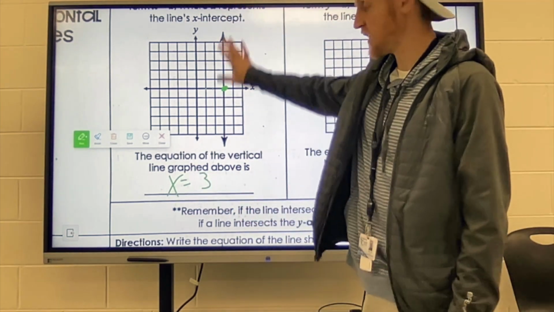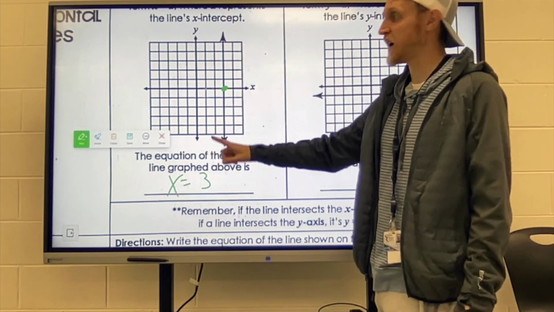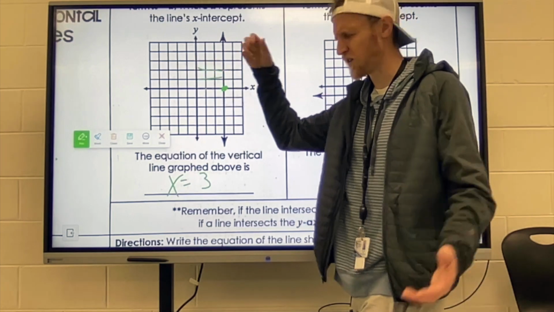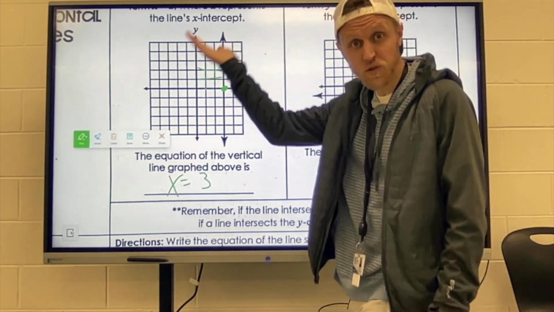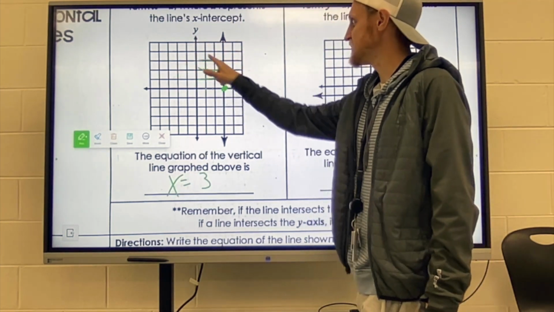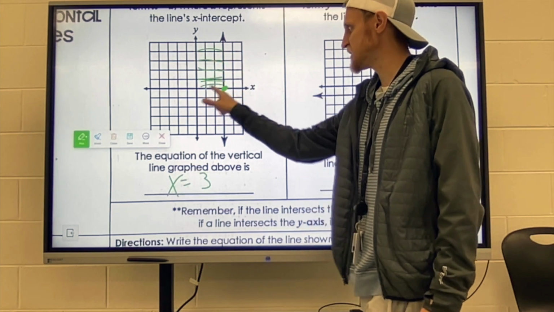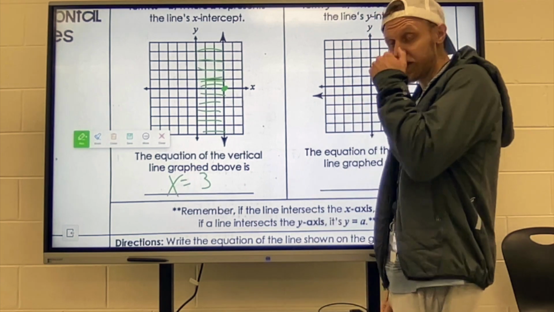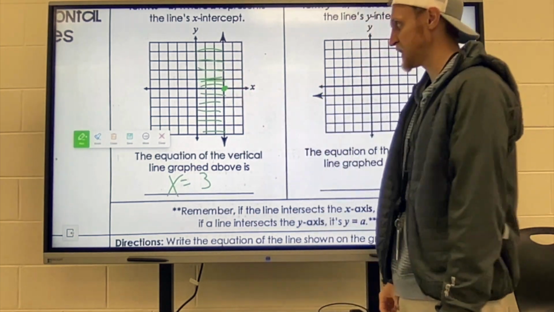That means that no matter where we are on the graph, we're always going to be going to the right. We're always going to be going to the right by 3. See? Everything here is always over by 3, over 3, over 3, over 3, over 3. No matter what the y value is, we're always going to the right by 3.